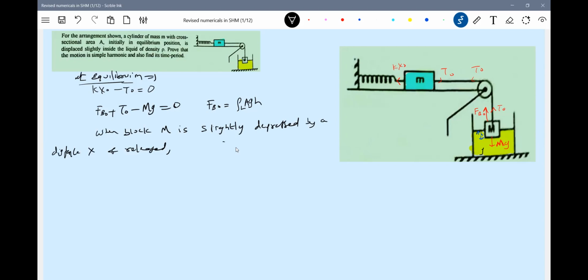So then what is the net acceleration? This will start accelerating up. Then this will also accelerate because they're connected by a common string, so both will have the same acceleration. So the resulting equation will be k(x naught plus x) minus T naught equal to m a. Then the new buoyant force FB minus T minus mg equal to M a. What is the new buoyant force? It will be rho L A g (h plus x).